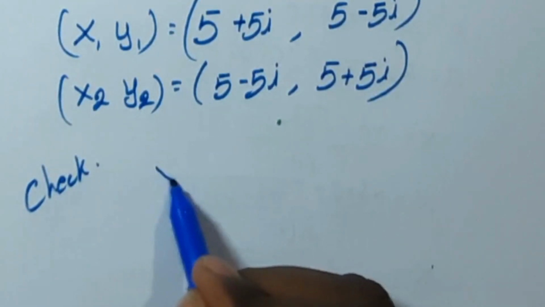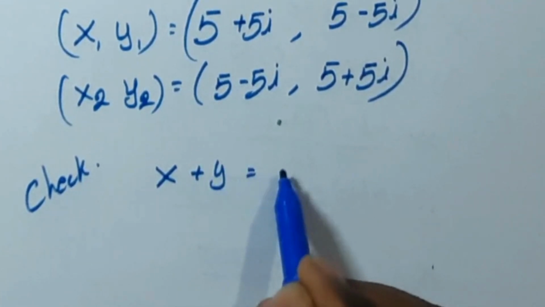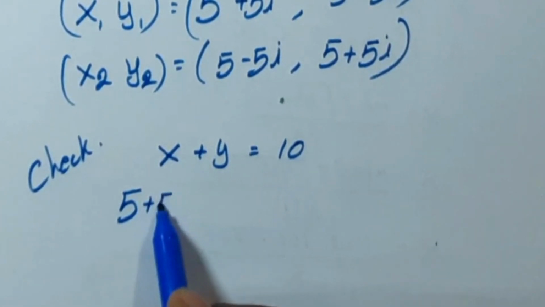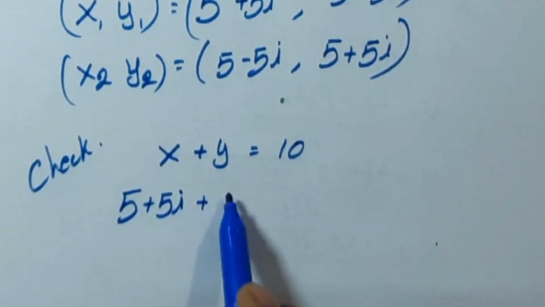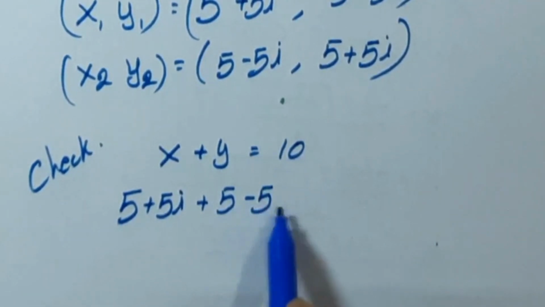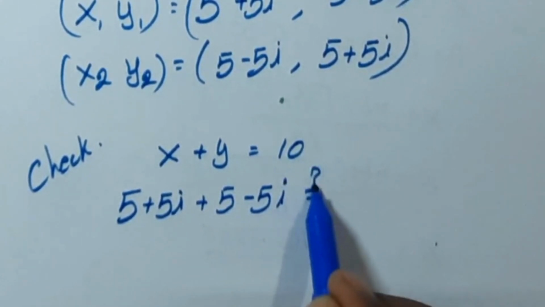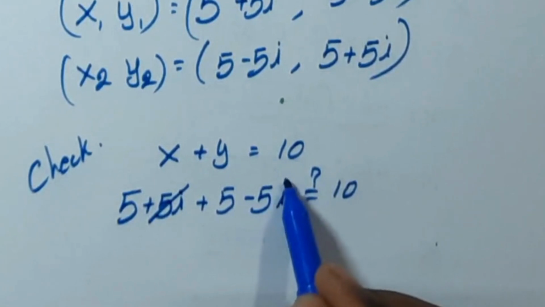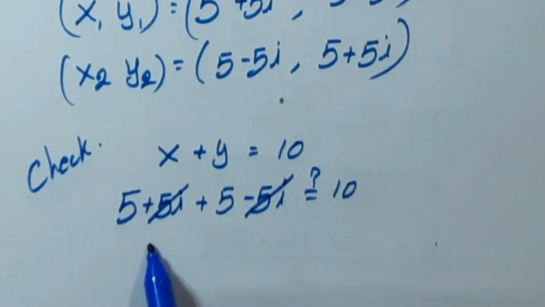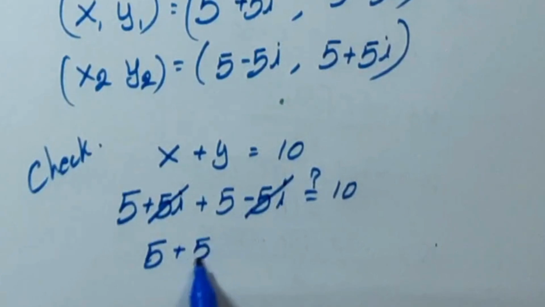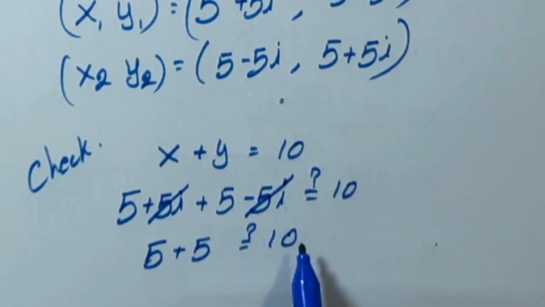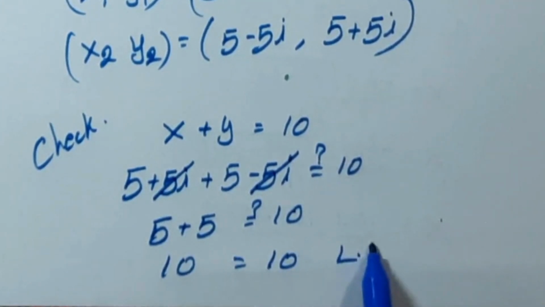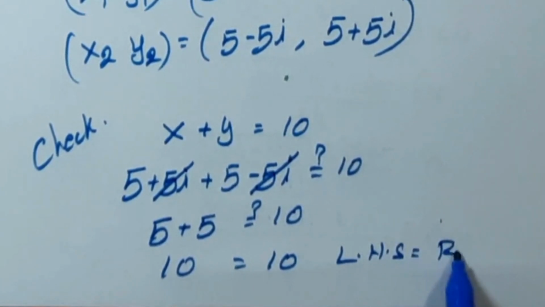the equation x plus y equal to 10. Now 5 plus 5i plus 5 minus 5i equal to 10. This plus 5i cancels minus 5i. So we have 5 plus 5 equal to 10. So 10 equal to 10. So LHS equal to RHS.